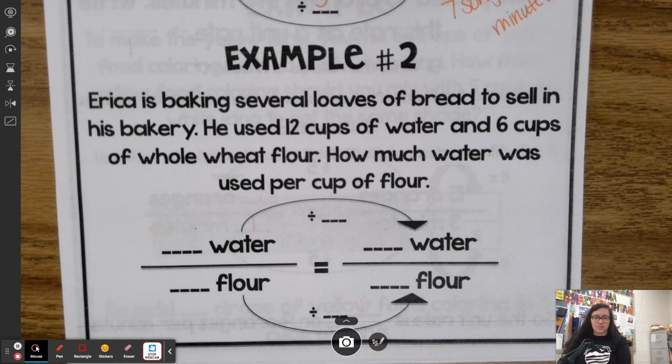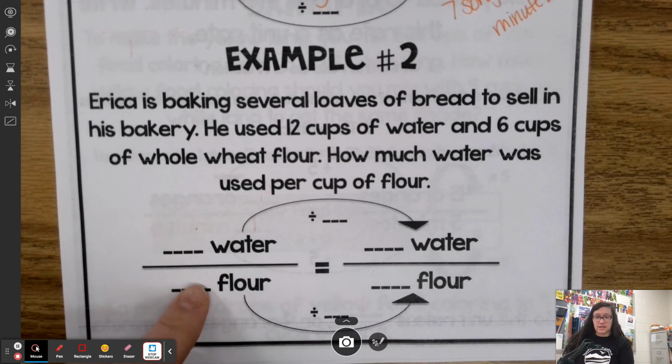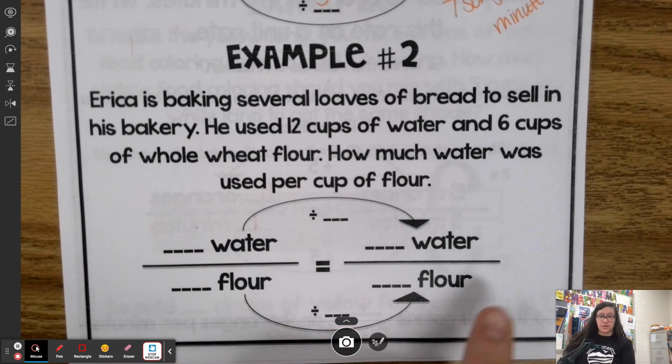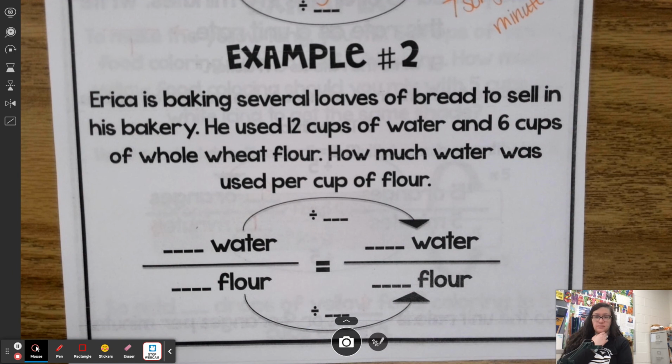I want to see if you can try this one on your own. Pause the video, teachers, and let them see. Can you fill in this part of the proportion, and then put your 1 over here where it goes? Pause the video, try it on your own.